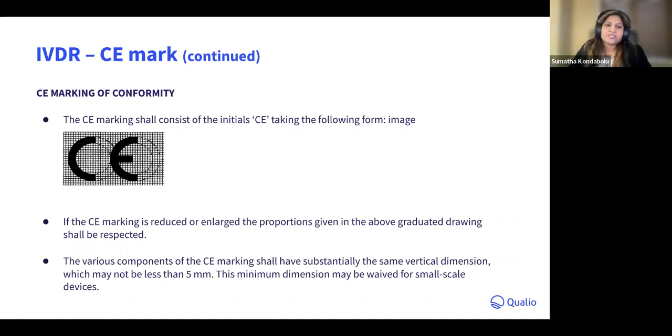Here, if you see, the CE marking shall consist of the initials CE, taking the following form or the image. If the CE marking is reduced or enlarged, the proportions given in the above graduated drawing shall be respected. The various components of the CE marking shall have substantially the same vertical dimensions. So that is where you need to make sure that those dimensions are being followed.